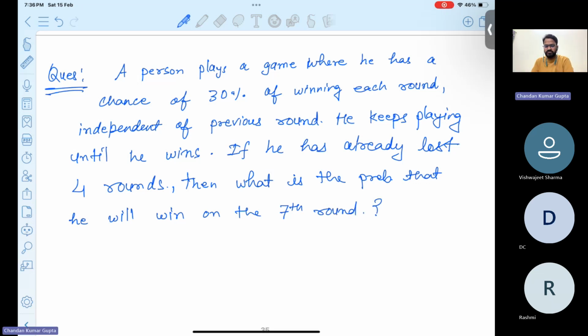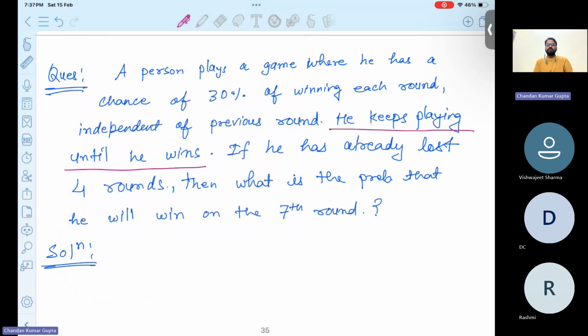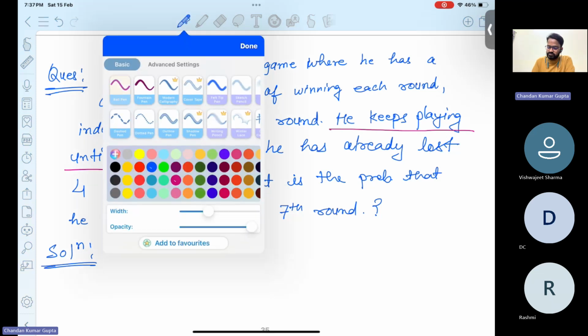So can anyone tell me which kind of distribution this problem is related to and how to proceed? Anyone? Geometric distribution. Geometric distribution. Okay. Yes, because he keeps playing until he wins. The first win will terminate the experiment. So when we are dealing with a question in which the first success occurs, those can be solved with the help of geometric distribution. So it is a problem related to the geometric distribution only.